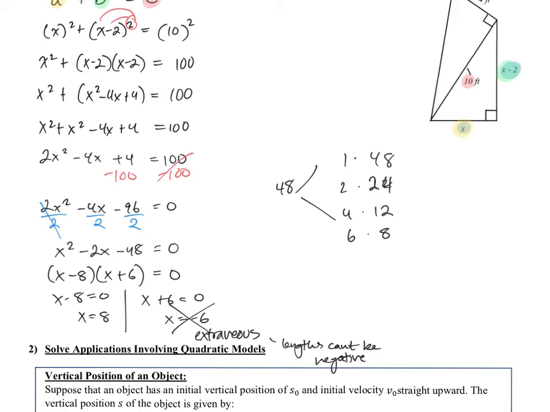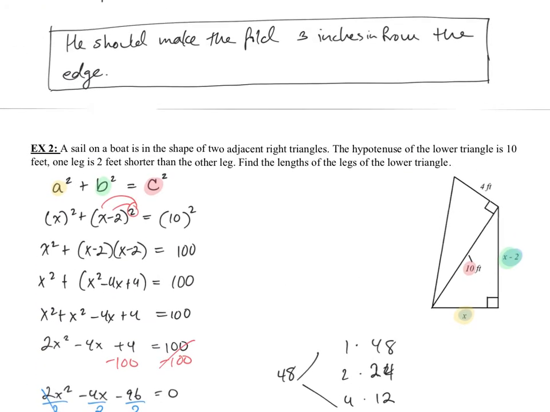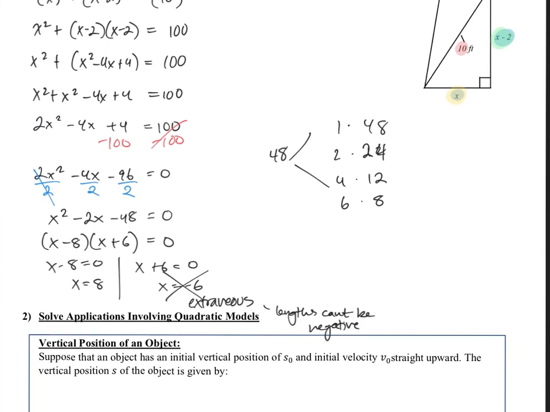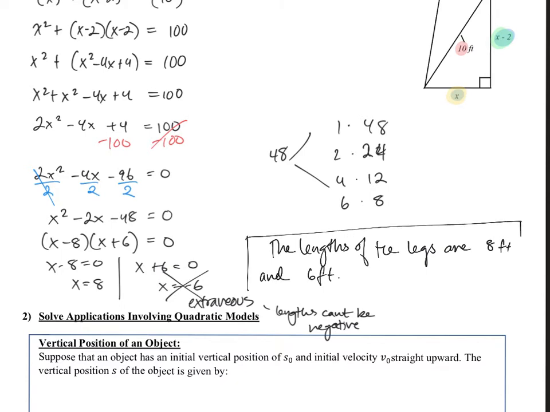Alright, so what was the question? The question was, find the lengths of the legs on the lower triangle. Alright, so the lengths are, well, we know one was just x, so that would be 8. So 8, what was the unit? Feet. 8 feet, and now the other one is 8 minus 2, which is going to be 6. And 6 feet, period. And box your final answer.